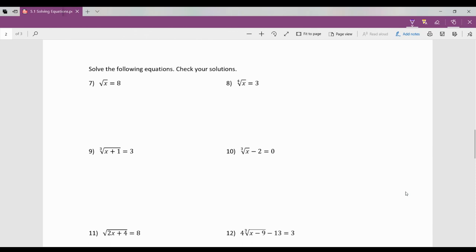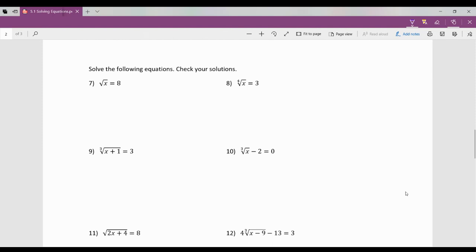Okay, now we're going to do the second half of solving these equations. So we're given the root equation and we want to solve for x. Like before, if you had the exponent, the root undid the exponent. So now when you have the root, we're going to get rid of the root by doing the exponent.